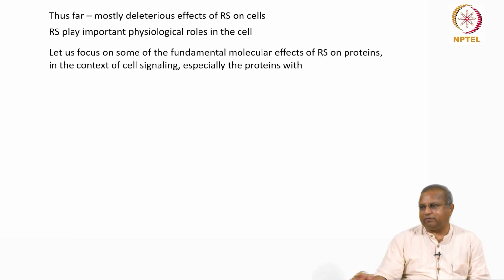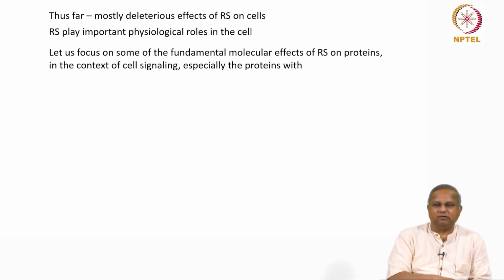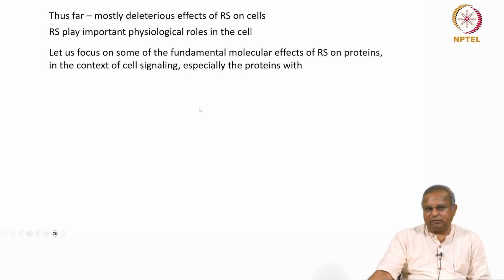They are very reactive. So they modify the proteins and the processes, the various cyclic processes in the cell, make it possible for signaling to happen. We are going to see some examples of it. Essentially, the changes that happen, the chemical changes that happen because of the reactive species, in other words, oxidation process.